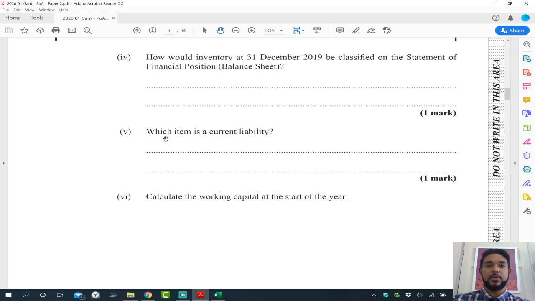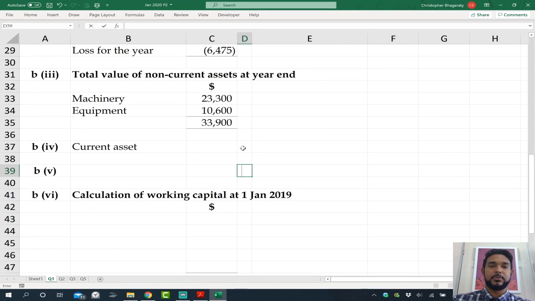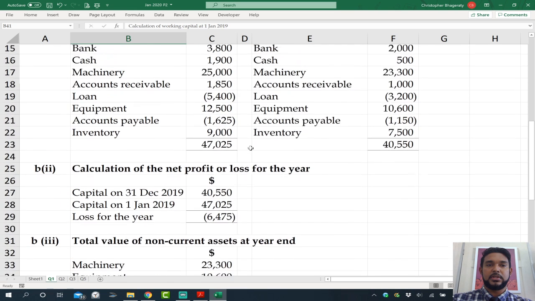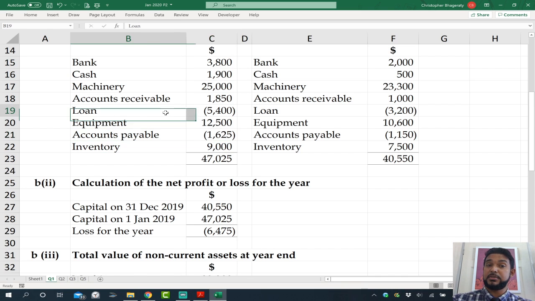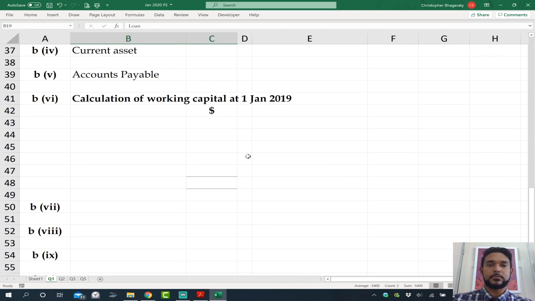Which item is a current liability? Well, we only had one current liability, which was the accounts payable. And calculation of working capital. Now, working capital, as it's otherwise known, net working capital, is the difference between current assets and current liabilities. So that's at the start, right? So current assets, bank and cash, receivables, inventory. So we're going to add those together and then subtract accounts payable. We're not going to subtract the loan because, unless otherwise stated, we assume loans are for more than 1 year. So therefore, non-current.